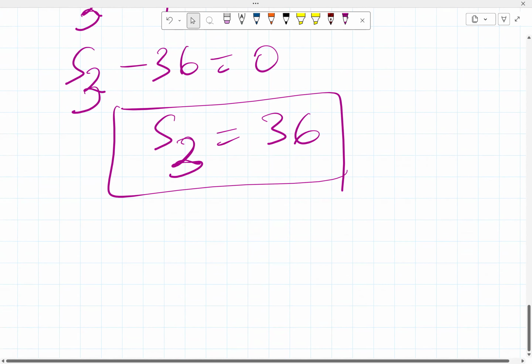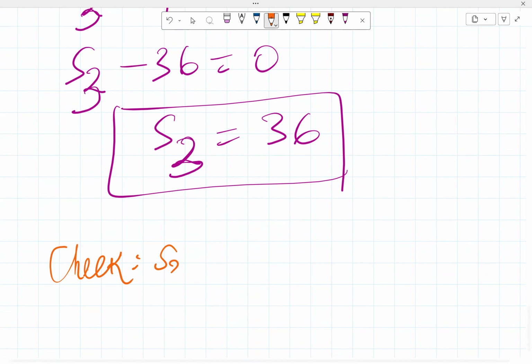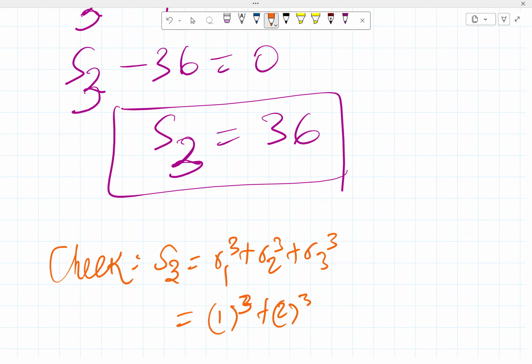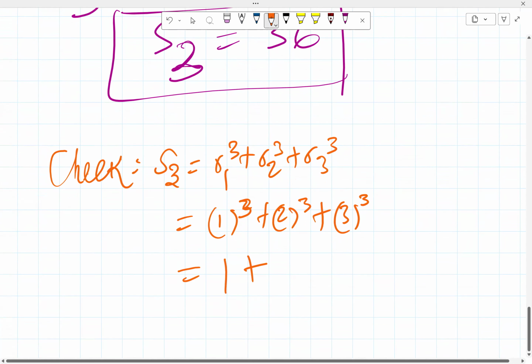So let's check. We have S3 to be R1 cubed plus R2 cubed plus R3 cubed. That's the same thing as 1 cubed plus 2 cubed plus 3 cubed. That's 1 plus 8 plus 27. 27 plus 8 is 35, plus 1 is 36. Correct. Okay, so we are good.